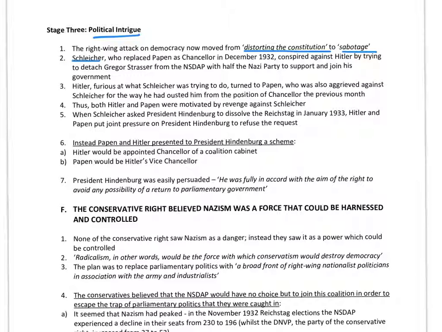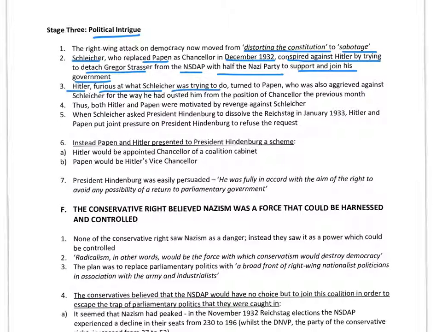Schleicher, who replaced von Papen as Chancellor in December 1932, now becomes important. He conspired against Hitler by trying to detach Gregor Strasser from the Nazi Party, with half of the Nazi Party with him, to support and join his government. So you've got a new Chancellor whose solution is to try to split the Nazi Party. Now what that basically did is it made Hitler furious at what Schleicher was trying to do.